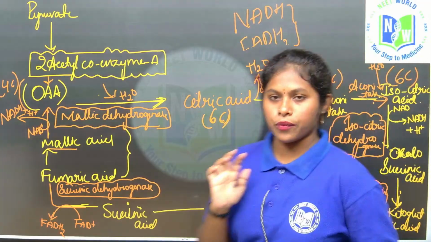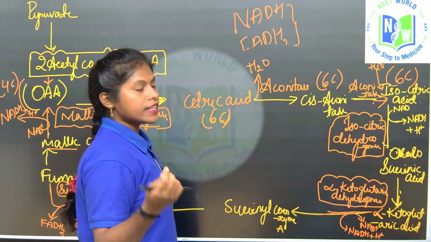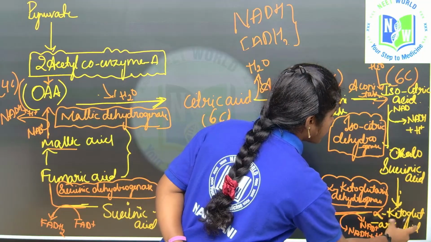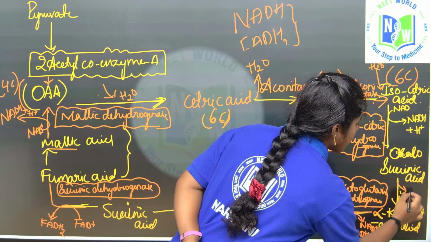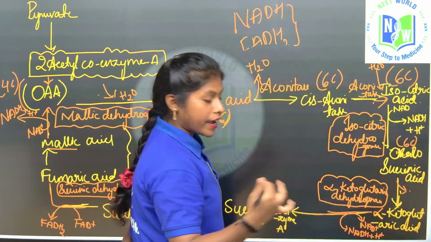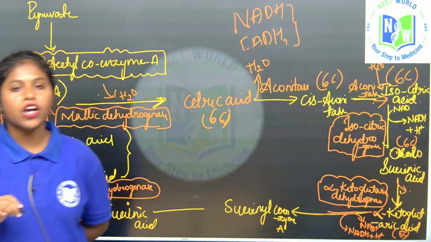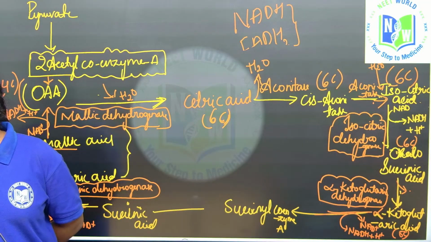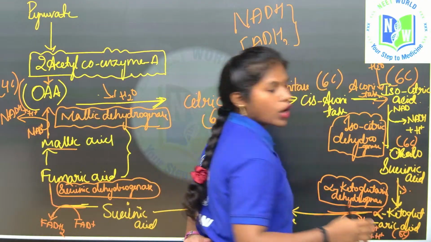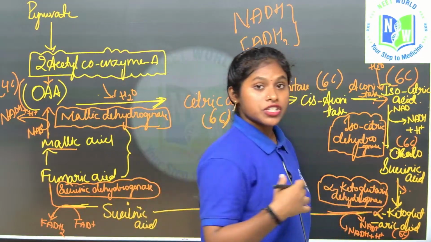Okay, so now, which enzyme is acting for the isocitric acid to oxalosuccinic acid? That is isocitric dehydrogenase enzyme. Then oxalosuccinate to alpha ketoglutaric acid. This is also a 6 carbon compound and it is reduced to a 5 carbon compound. Alpha ketoglutaric acid is the 5 carbon compound. Got it? What is happening? One carbon dioxide is eliminated, right? Which means decarboxylation is happening, right?